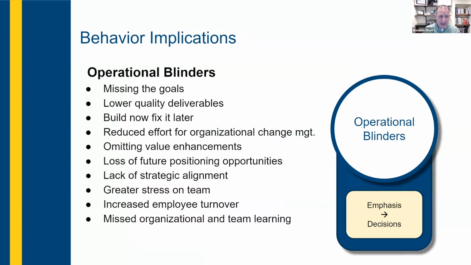And that could mean that we're going to be missing our goals. We could be building it now, fixing it later, just to get it done on time, and making all these other shortcuts or different decisions that are really influenced by how we're measuring our success for this project. So these operational blinders not only hurt our ability to reach our project goals, but are going to force us to make some shortcuts so that we can still be considered a successful project.